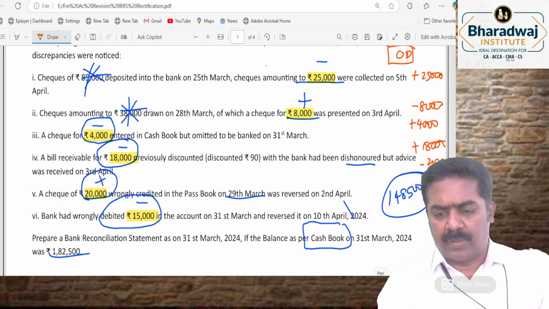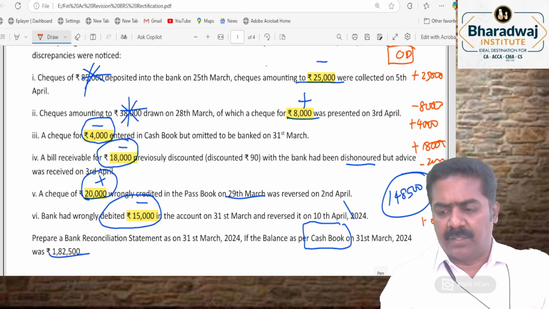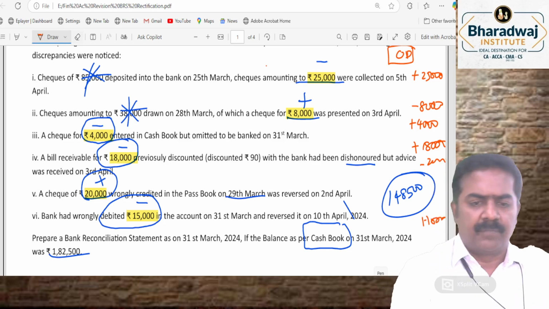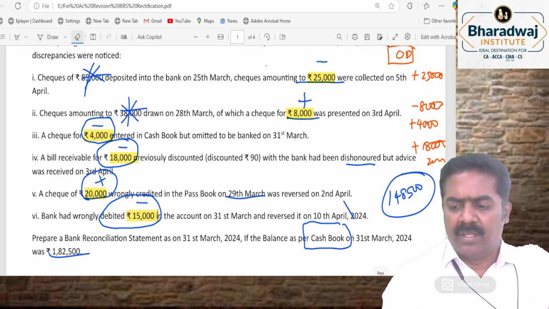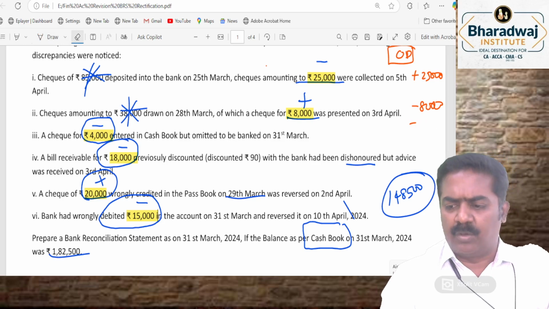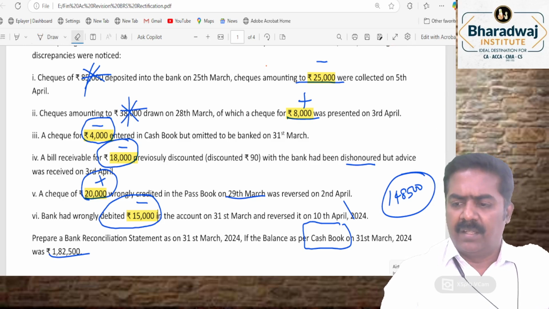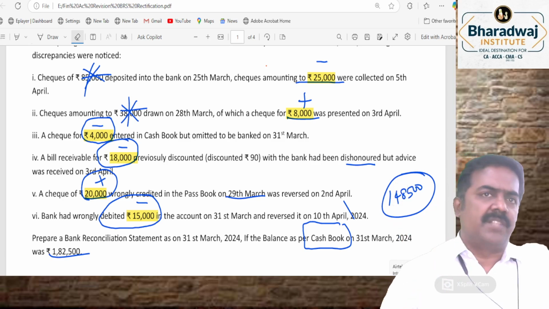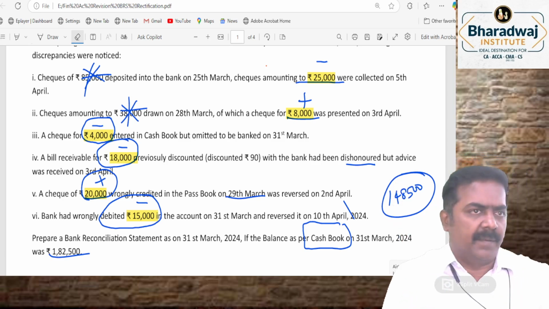Minus 20,000, plus 15,000, and just do the opposite. If they give you OD as per cash book, just keep the OD as OD. Don't assign plus or minus sign. Think in the normal way. At the end, change the sign.